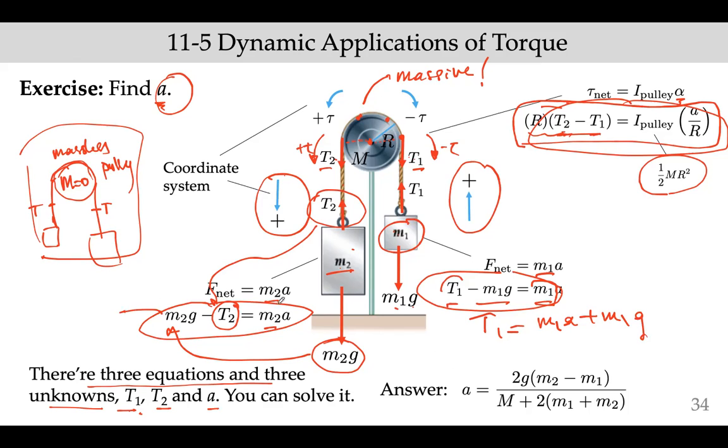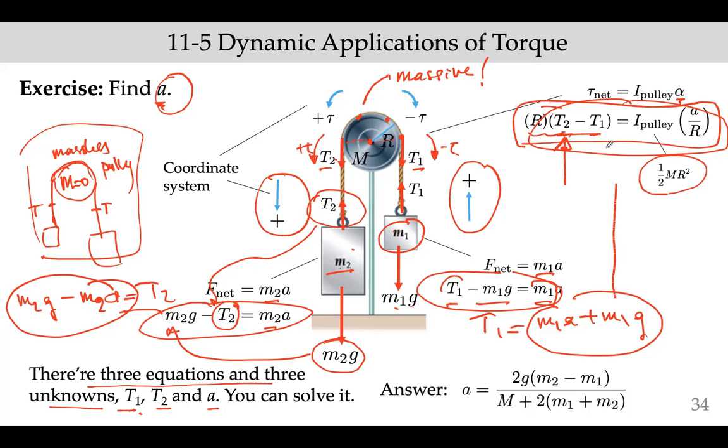And from here, I would put T2 on the other side and M2a to the left-hand side, so it will be M2g minus M2a equals T2. I would take this term for T2 and put it here, and I would take this term for T1 and plug it here. So now this equation will be purely in terms of acceleration a. And then I would solve that equation, and this is the answer. So try to solve this problem: write down the equations from scratch and see if you can find this result.